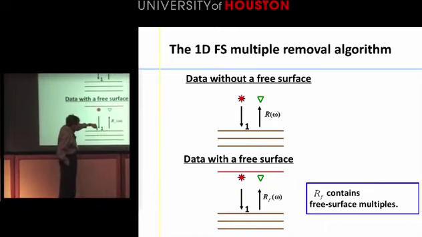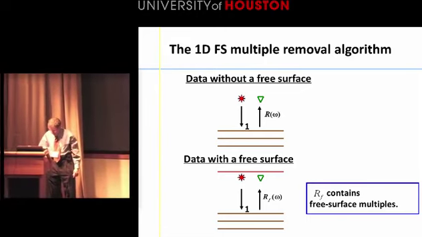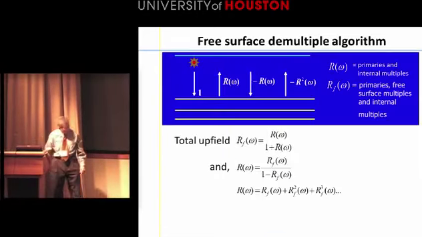This is down goes a spike, up comes a primary, free surface, and internal multiple. Deghosted, down, up. So deghosting is necessary here. First you derive a formula that gives you RF in terms of R, and then you turn it around and get R in terms of RF, and that's the free surface algorithm. So let me just give you that formula. It's written in many places.